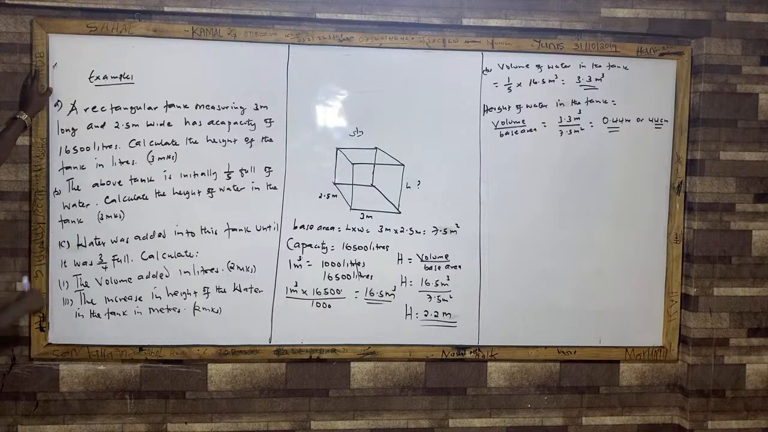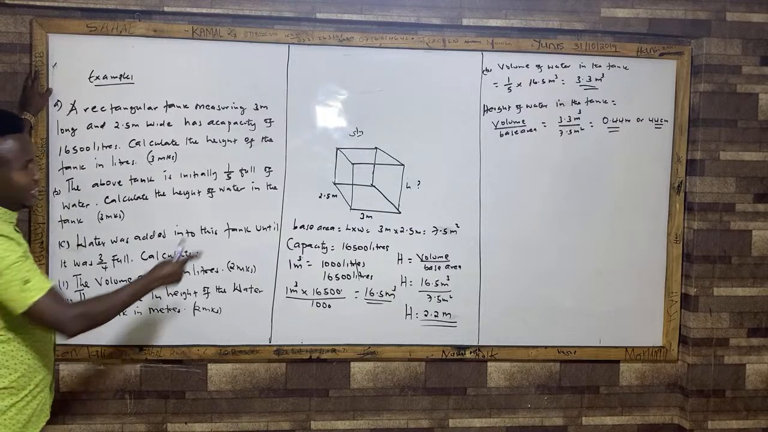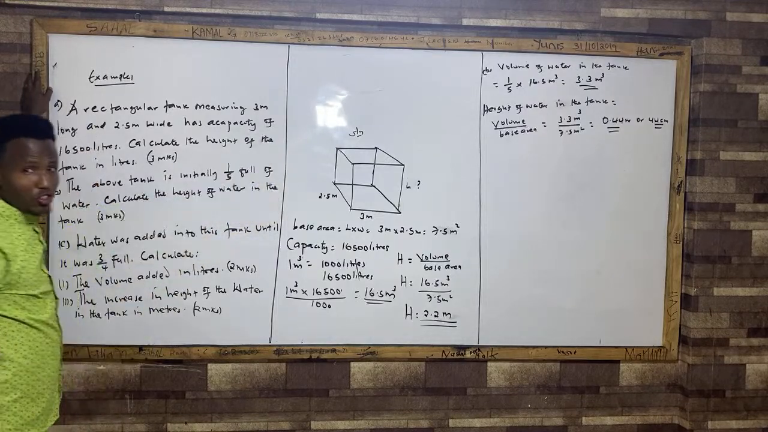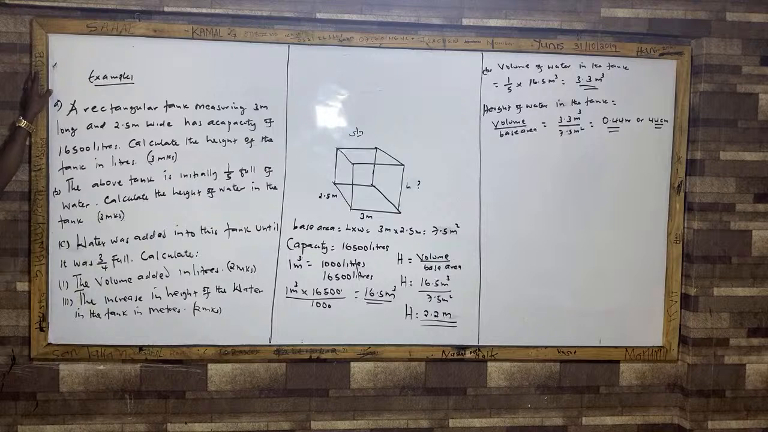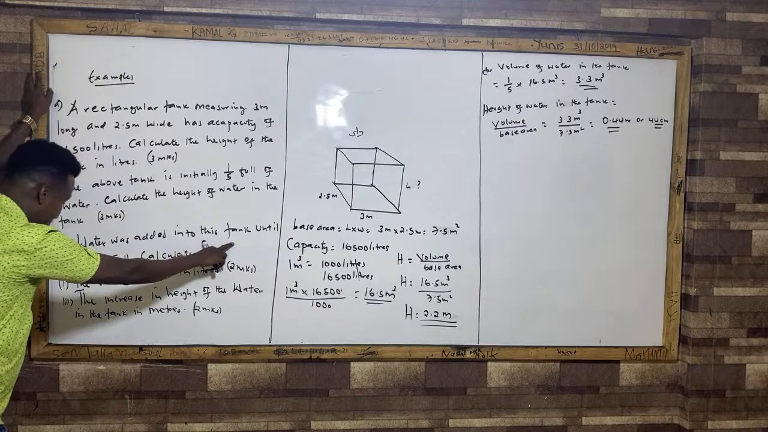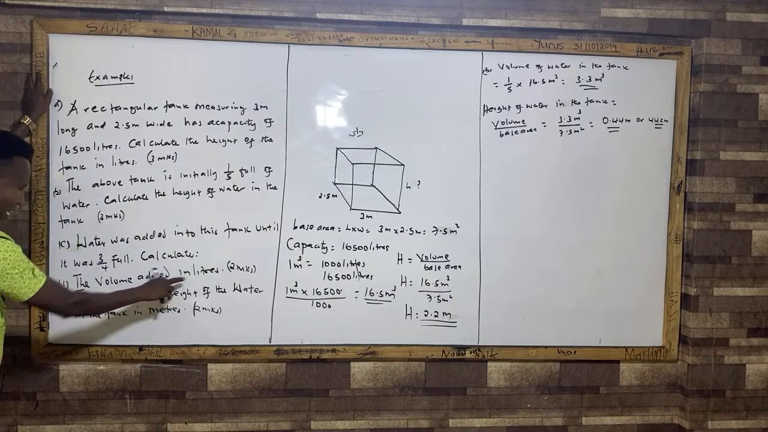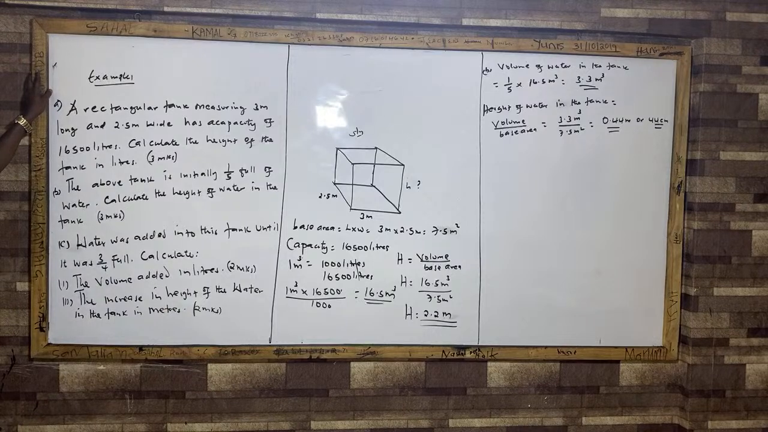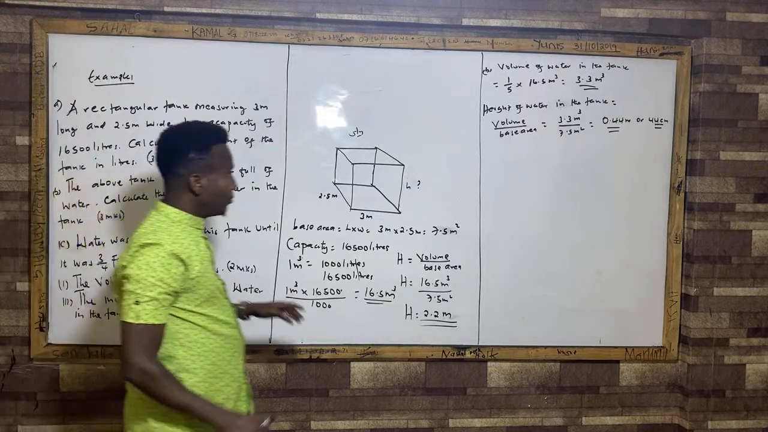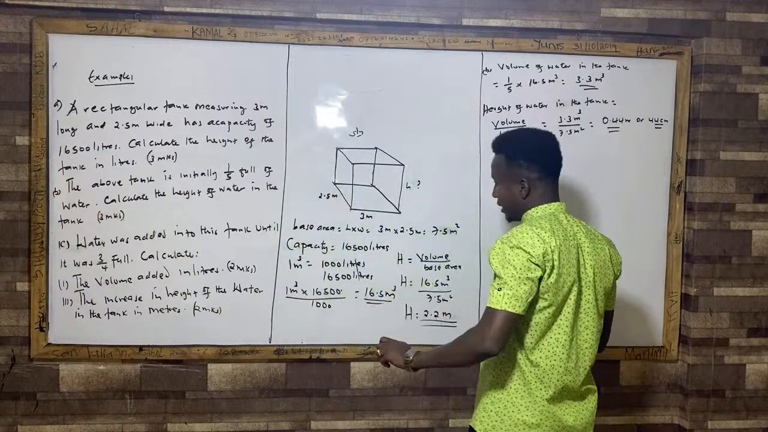Now you are told question C. Water was added into this tank. Which tank? The tank which contains a volume of 3.3 meter cubic. You're told water was added into this tank until it was 3/4 full. Calculate the volume of water added in liters. Okay. Now, remember, in liters, yeah.